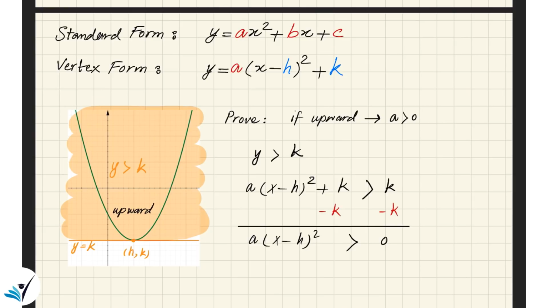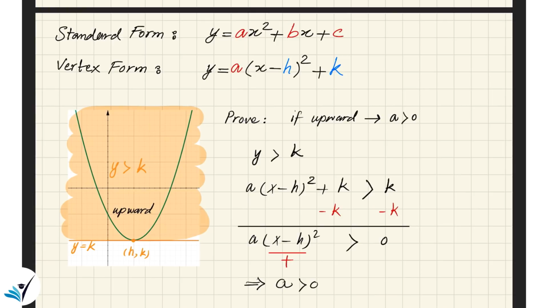On the left hand side we have an expression that has to be positive, but the squared term is always positive, and as a result the multiplier a has to be positive.